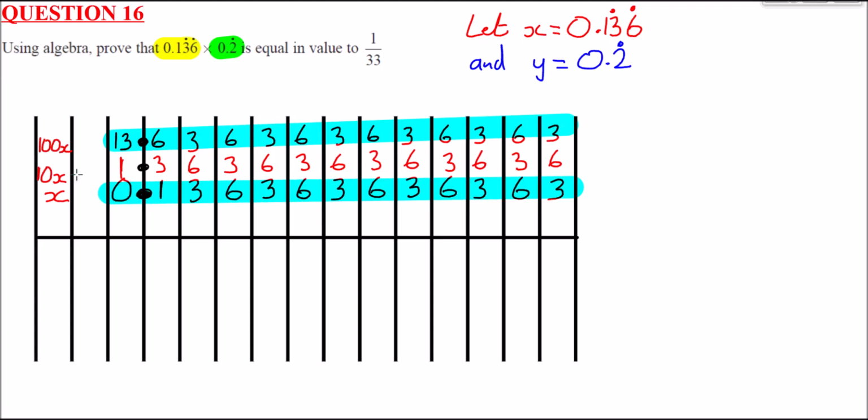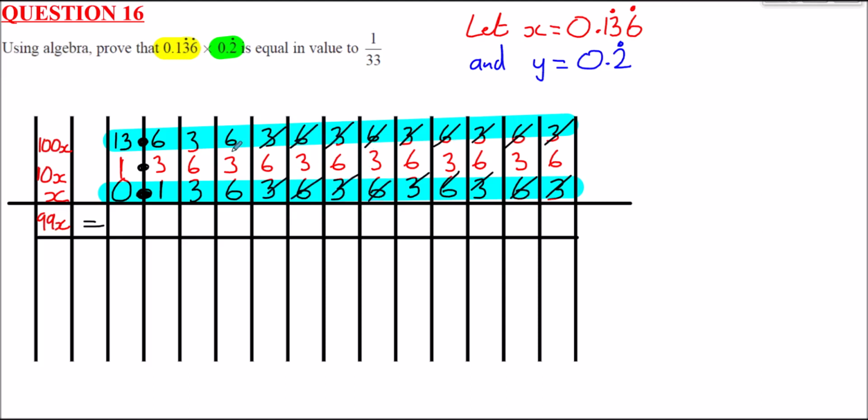So therefore what I can do is take the very top 100x, take away 1x, and that gives me 99x. So 99x will equal, if we do the top row take away the bottom one, it all cancels up to a point, which is what we want to happen. We want to go from something recurring to something that is not. 6 cancels with 6, 3 cancels with 3, but now it doesn't cancel. So 13.6 take away 0.1 is 13.5.